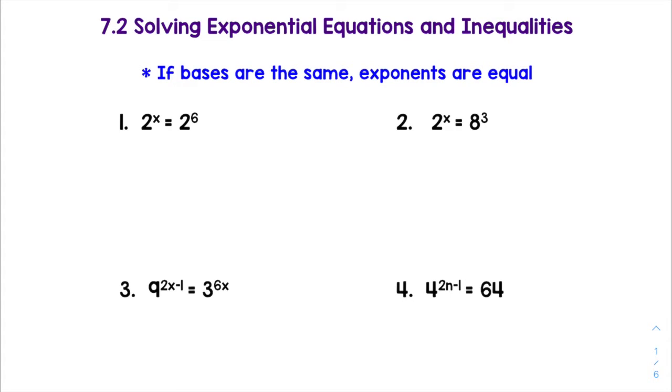Guys, today's lesson is solving exponential equations and inequalities. The rule is that if bases are the same, our exponents are equal. In problem number 1, we have a very basic example in which the base of each side of the equation that's being raised to an exponent are the same. Both sides of the equation have a base of 2. Therefore, the exponents are equal, in which we get our solution, x equals 6.